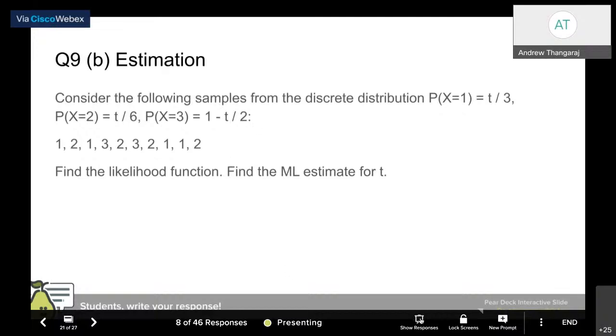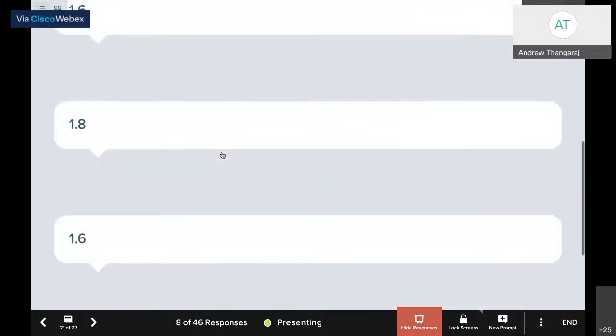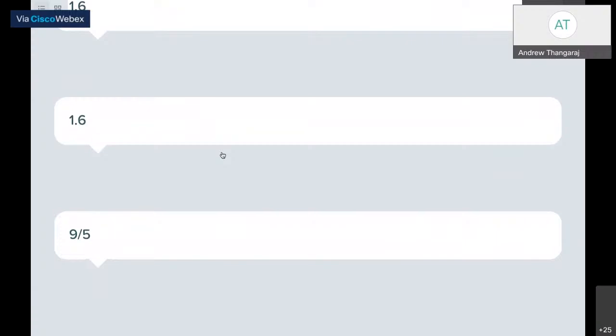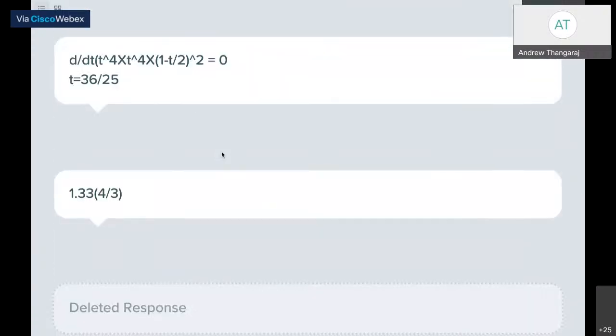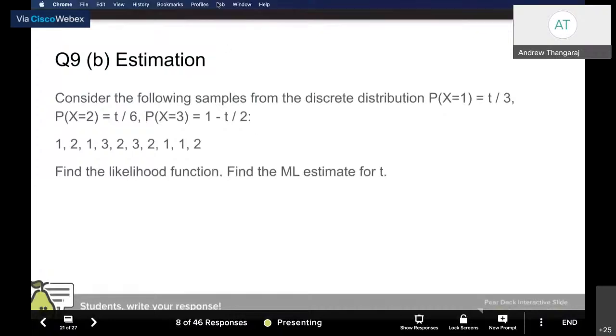Okay, let's quickly see the answer. 36 by 25. A lot of people have got 36 by 25, 1.8, 1.6, 9 by 5. Okay, all right, let's see what solution I have.